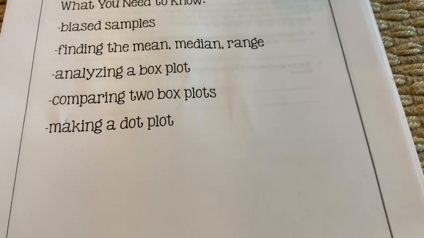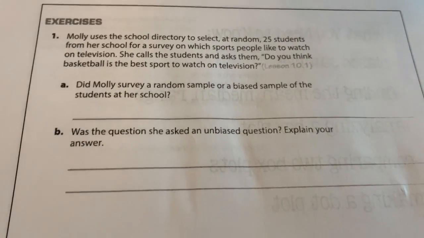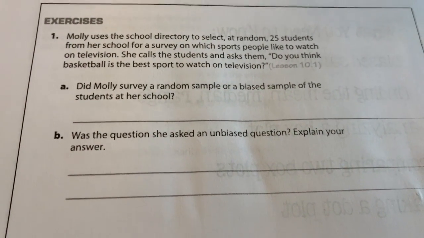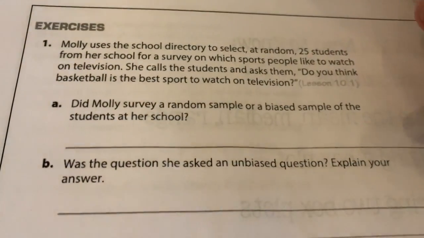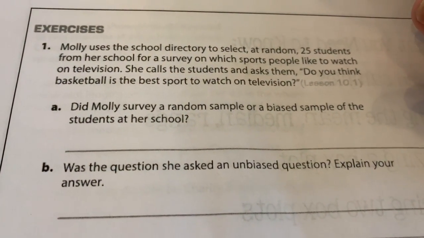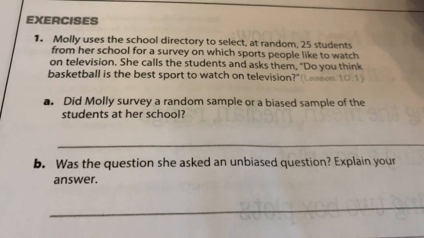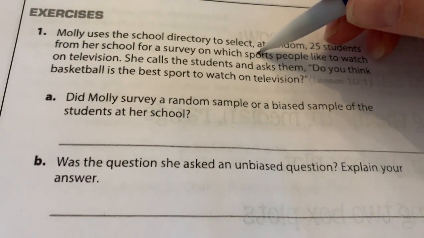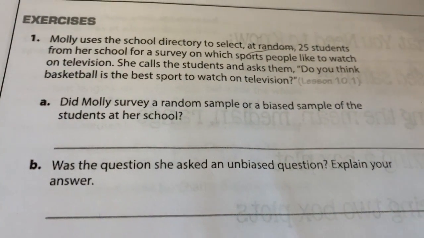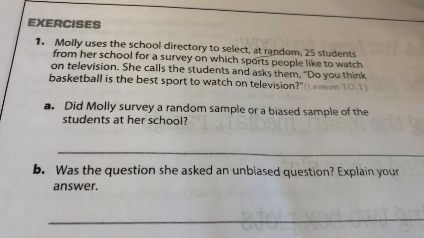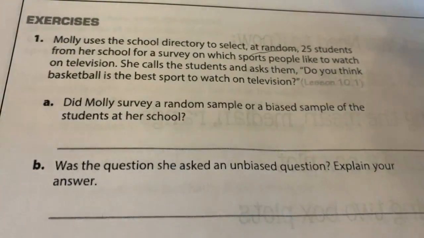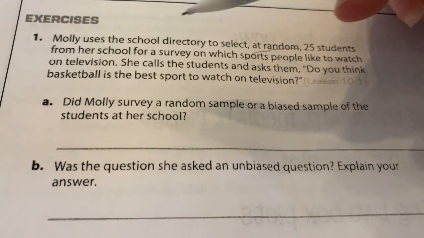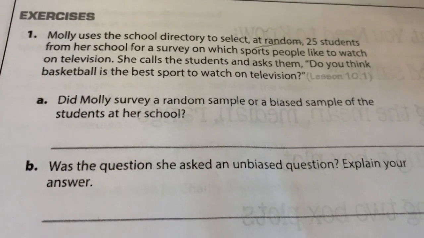Okay, so we're going to go through a few of the review questions that are actually from the book. I just picked a few that go along with the types of problems you have on your test. So first one is Molly. Molly uses the school directory to select at random 25 students from her school for a survey on which sports people like to watch on television. She calls the students and asks them, "Do you think basketball is the best sport to watch on television?"